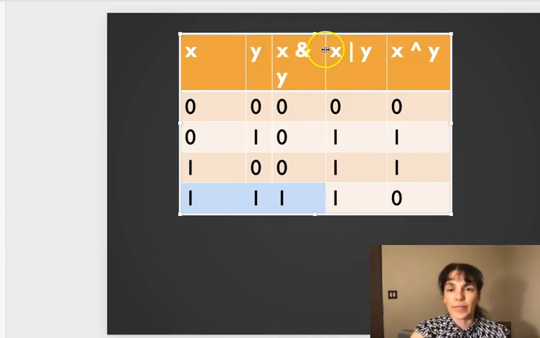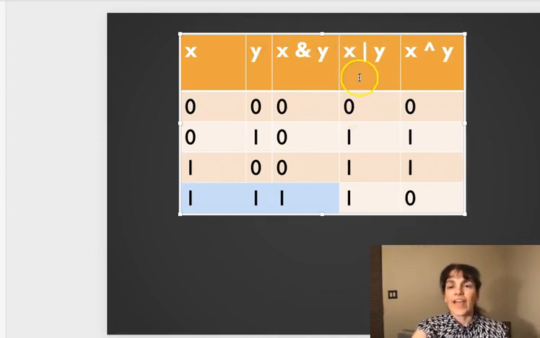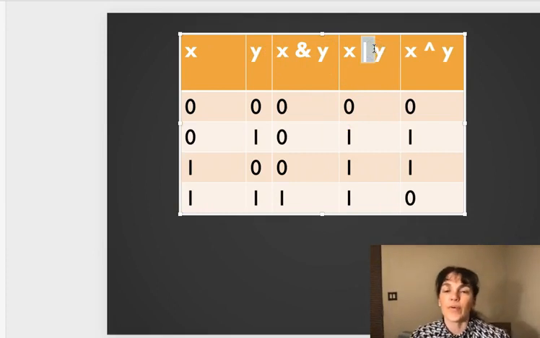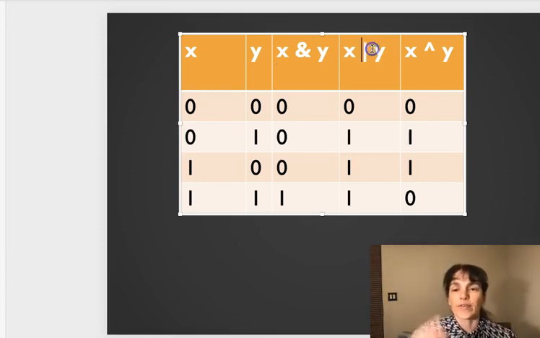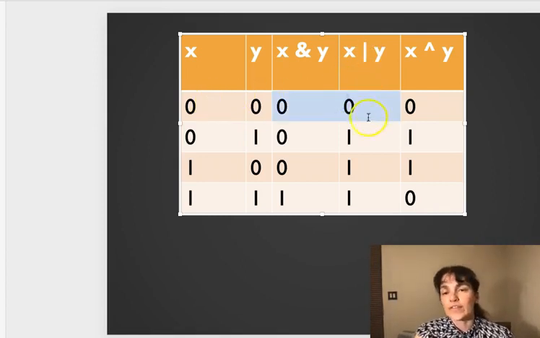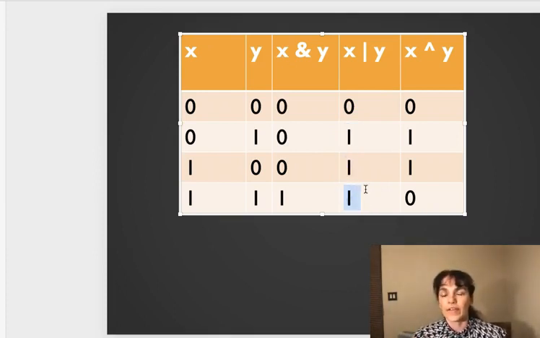Okay, the next operator is our bitwise OR, and the bitwise OR just needs 1 or 2 ones to give you a true or a 1 answer in that position. So if we had both zeros in our X and Y, we'd get 0 as an answer. Otherwise, as long as there's at least 1, even 2 ones, you're going to get a 1 there in that position. And it'll do that for every single position in the answer.